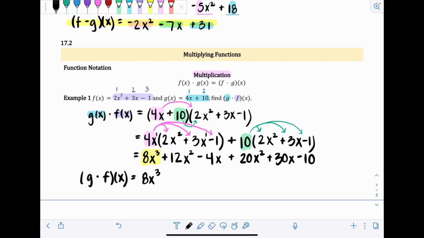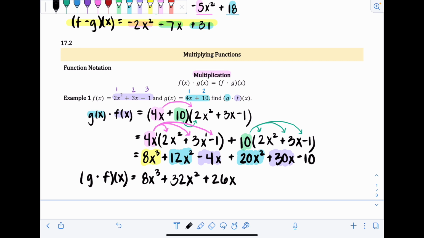And then next I have 12x squared and 20x squared. So I would add the coefficients, the number in front. So 12 plus 20 would be 32, and the x squared part stays the same. And then next I have -4x and 30x. So -4 plus 30 is the same thing as 30 minus 4, so that would be 26x.